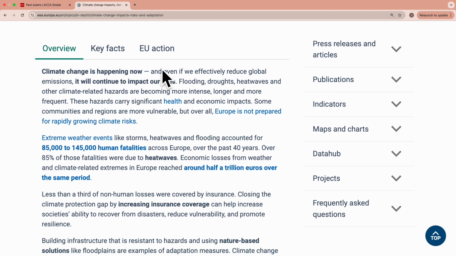Notice what they say: it's happening now already. They no longer say it's going to happen. They used to say it's going to happen. You have to be careful.